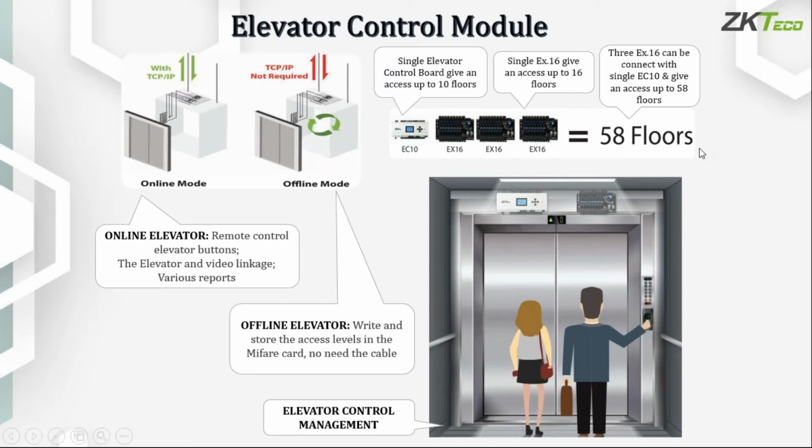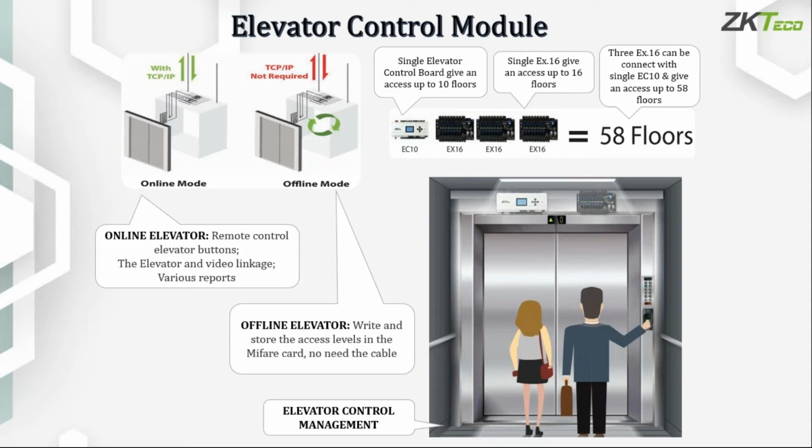Now in the elevator control module, we have the EC10. The EC10 will control only 10 floors of a building. If the floors are more than 10, then you can connect 3 EX16, which are extendable floors, 16 each. So in total you can connect 58 floors with the help of EC10 and EX16.